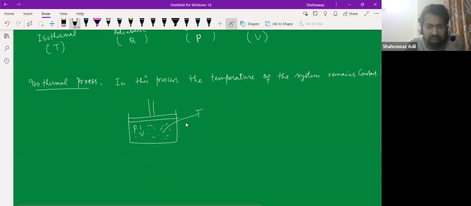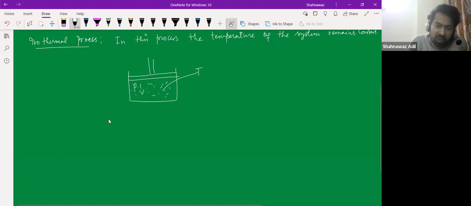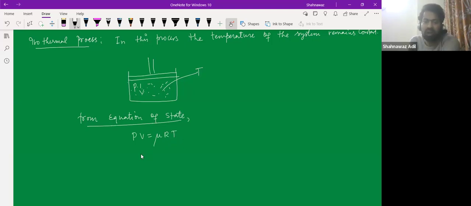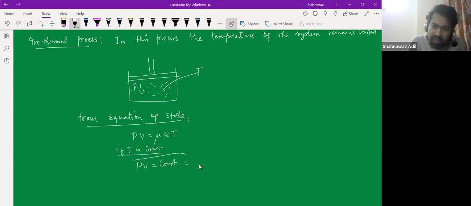Yes, sir. Then what would be the ideal gas equation? What would be the equation of state? So from the equation of state, what do we have? We have PV equals to mu R T. So if T is constant, then mu is constant, R is constant, T is constant. Then your PV would be what? That would be constant. Okay, so your PV is constant.